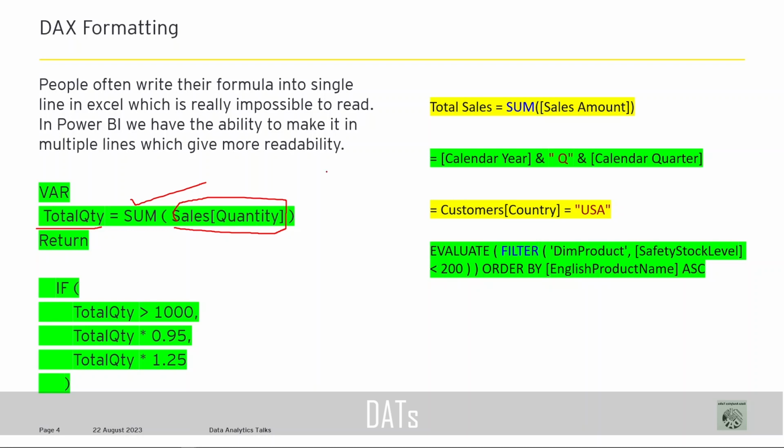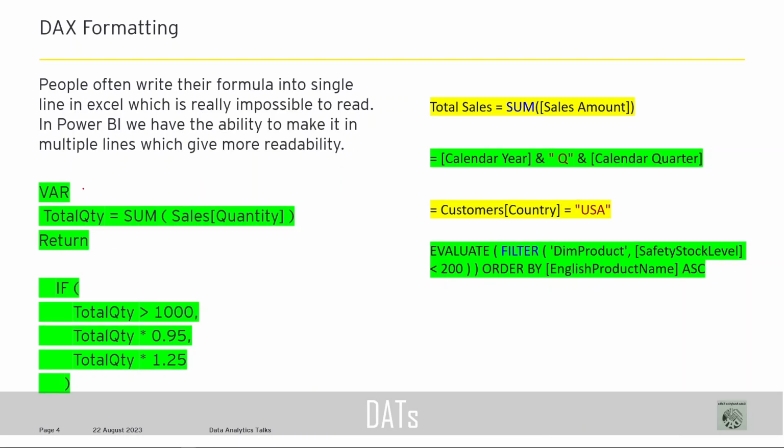So what is important is the formatting. People often write their formula in a single line in Excel, which is really impossible to read. But in Power BI, we have the ability to make it multiple lines, which gives more readability. In the formula bar, if you use Shift Enter, it creates a new line. So whenever you are writing a formula, make use of the multiple line feature in Power BI.